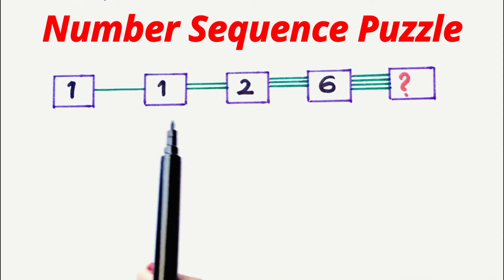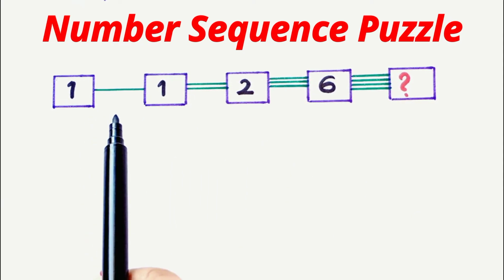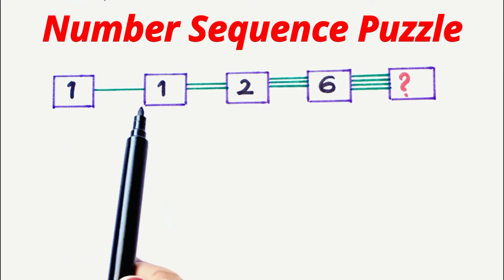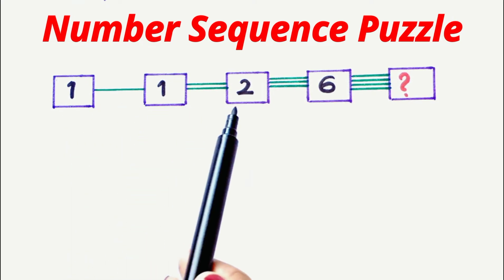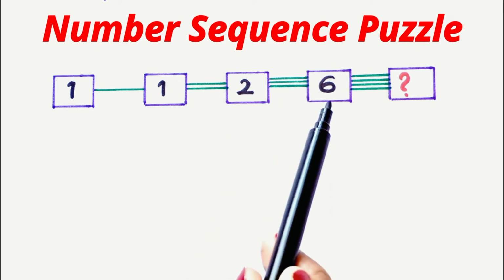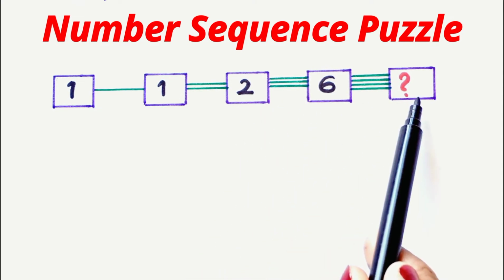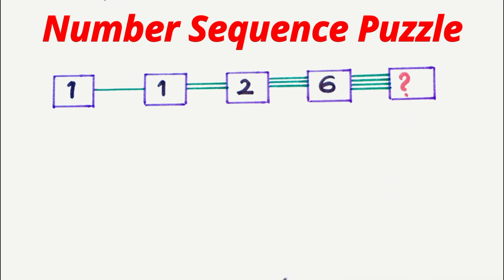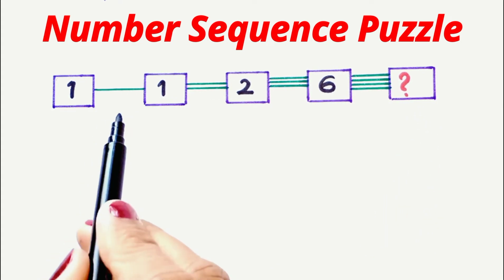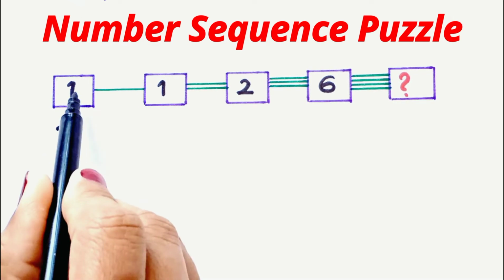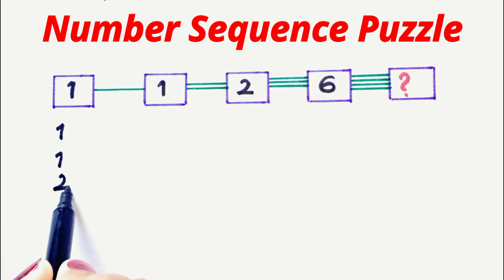Look at the problem. In the given problem, we have different square boxes in which a sequence of numbers 1, 1, 2, 6 are given, and we need to find out the number which comes after the number 6. Okay children, now let us start to find out the number which comes after the number 6. Now let us write all the given numbers in a column.